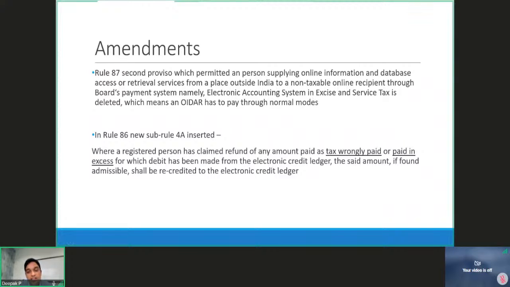Now, this has been removed. Electronic accounting system in excise and service tax is not an option. They will have to pay the taxes through the normal modes that we have discussed. That is the first amendment.